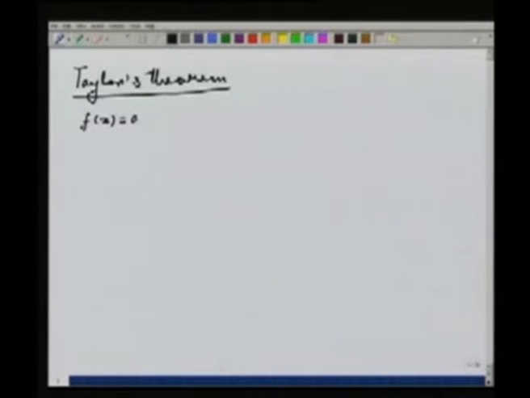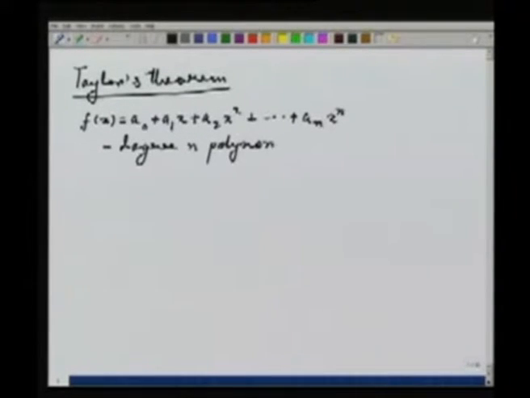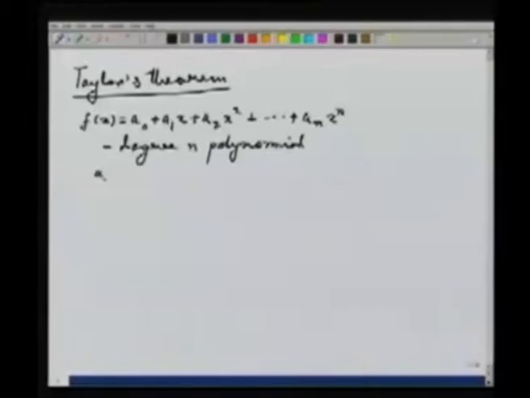Since it's a polynomial, I can write it as a0 plus a1 x plus a2 x square and so on up to an x to the power n. So this is a degree n polynomial. I also assume that all the coefficients of this polynomial, that is the ai's, are real numbers. So ai belongs to R for 0 less than or equal to i less than or equal to n.